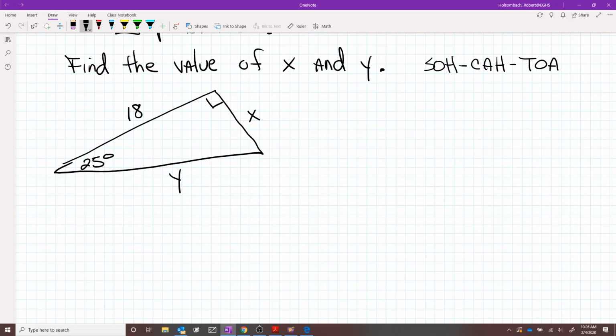Okay, so you get this problem. You're given this 25-degree angle. The first thing you want to do is name the sides, and you're going to name the sides in relation to the 25-degree angle. Now, the side opposite the 90, that's always the hypotenuse. The side that's next to the angle given is the adjacent side, which leaves side x here as the opposite side.